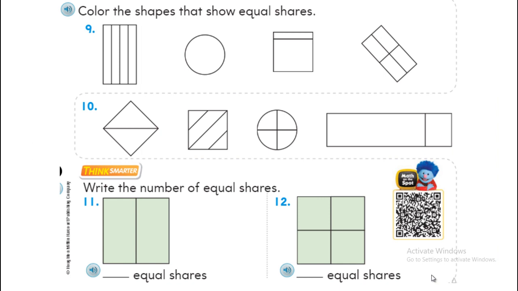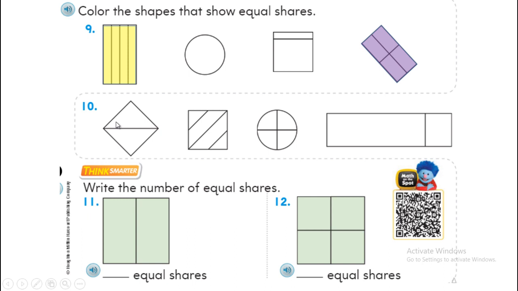Now in question number 9, color the shapes that show equal shares. Equal now. Wonderful, these are equal. The circle, it shows only one hole. It doesn't show any shares. It's not divided. So I'm not going to color the circle. How about this shape? Does it show equal shares? No, so we only color equal shares in this question. How about the last one? Yes, so color it. Very good.